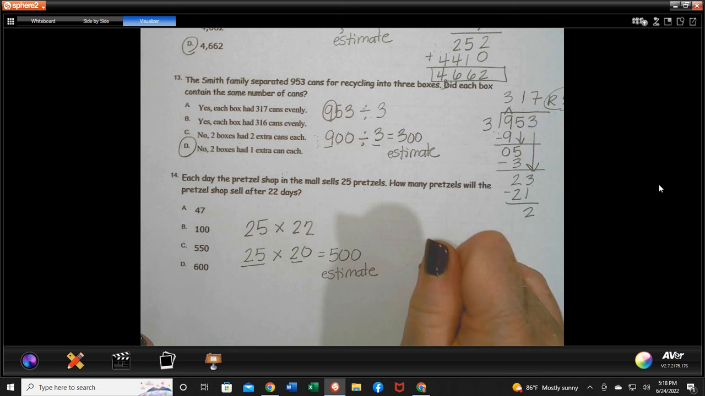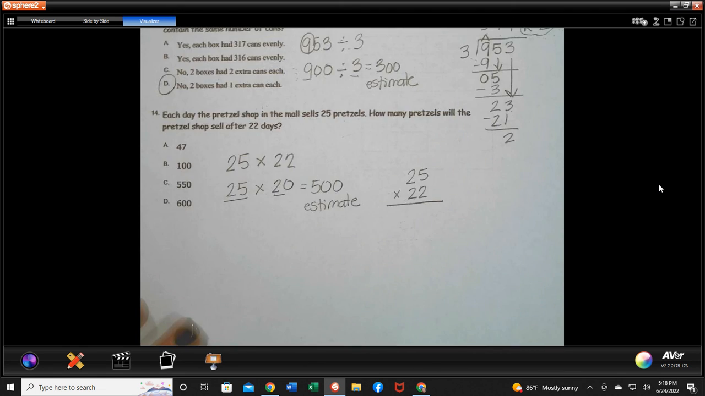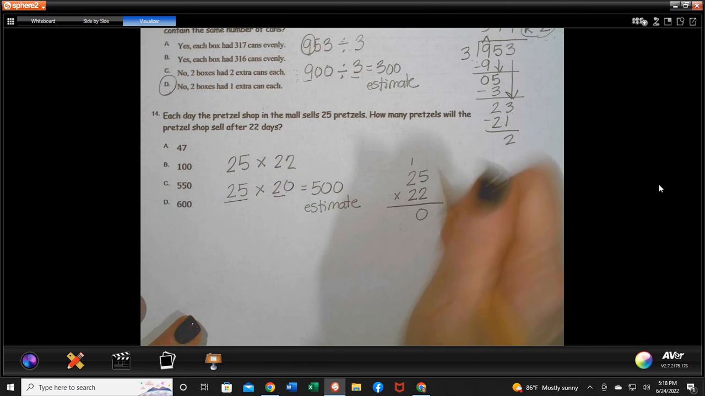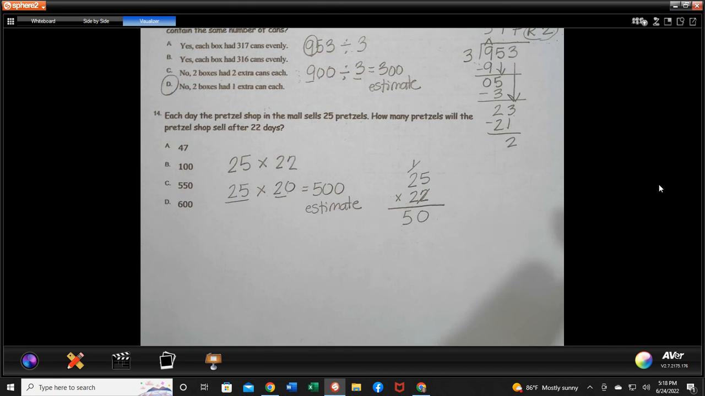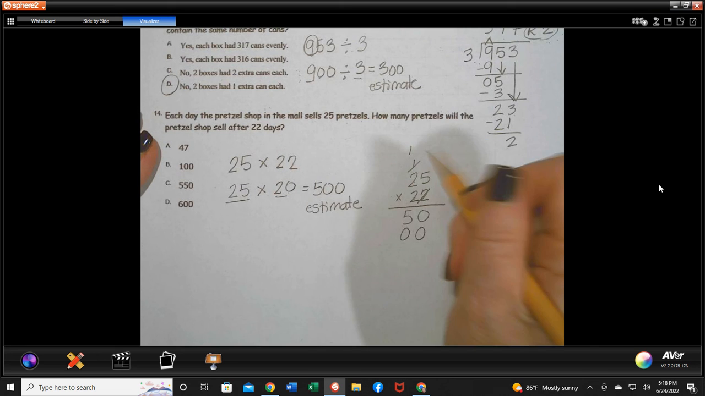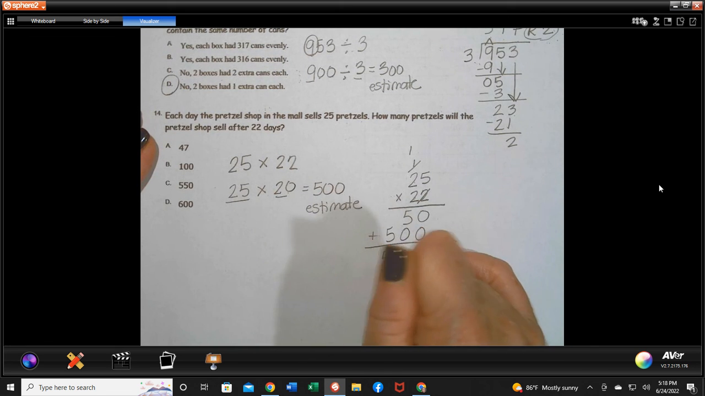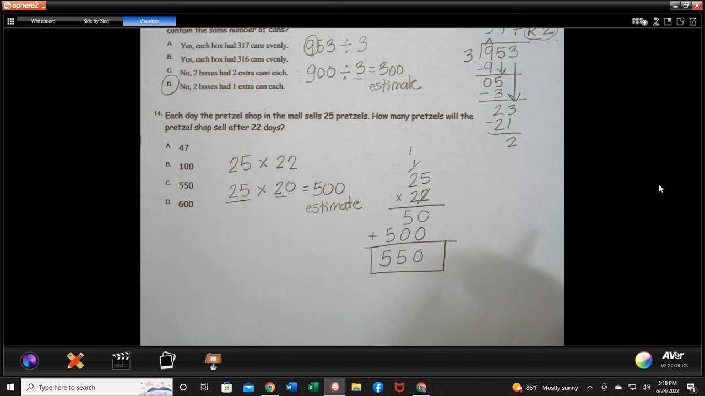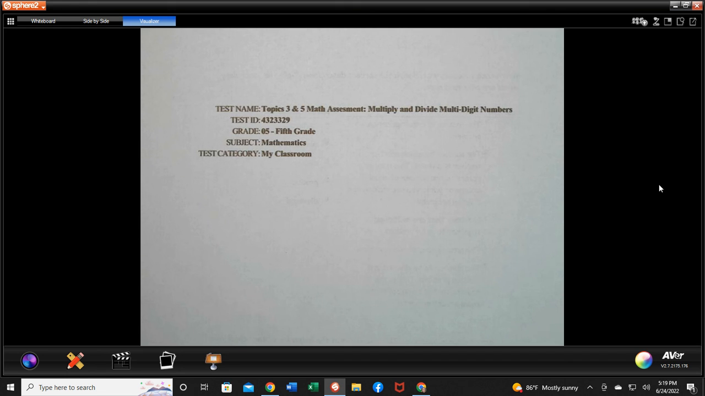All right, to multiply, it doesn't matter which factor's on the top. 2 times 5 is 10. Regroup that 1. 2 times 2 is 4, plus 1 is 5. I'm done with the 2. I'm ready to put down my place value holder. 2 times 5 is 10. Regroup. 2 times 2 is 4, plus 1 is 5. When I add the 2 partial products, I get 550 pretzels. Answer choice C.